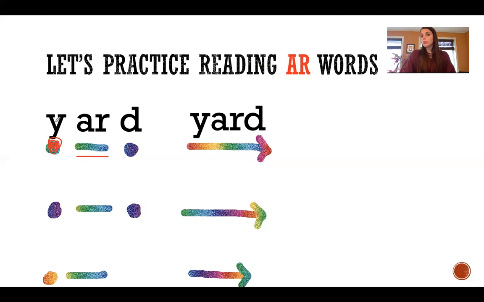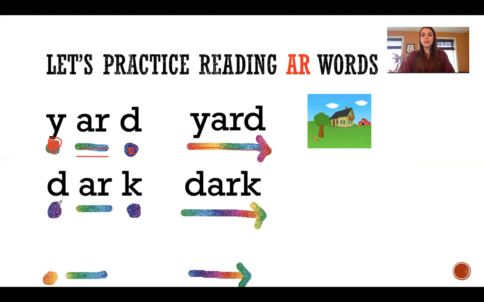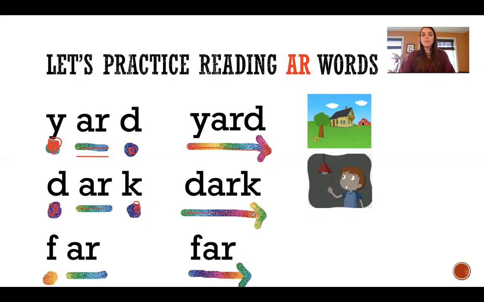Ready? I'm going to use this red pen and pretend it's my pointer finger. Let's do this first one all together. Here we go. Y-ar-D, yard. Like if you have a backyard outside. Let's see our next one. Get your pointer fingers ready. D-ar-K, dark. And my last one is F-ar, far. Like something is far away from something. I know that AR makes a pirate sound and says ar.